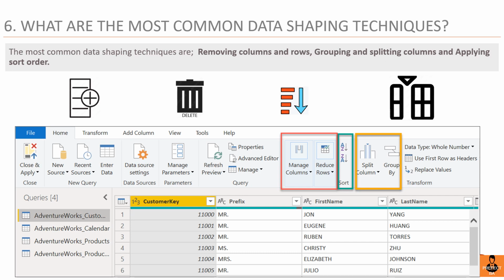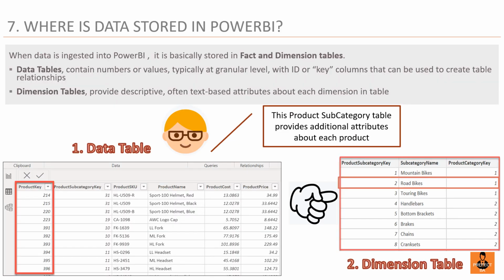This includes adding new columns and rows, marked in red box, deleting the columns and rows, marked in red box, sorting the columns, marked in green box, grouping and splitting the columns, marked in orange box. Question number 7. Where is data stored in Power BI?